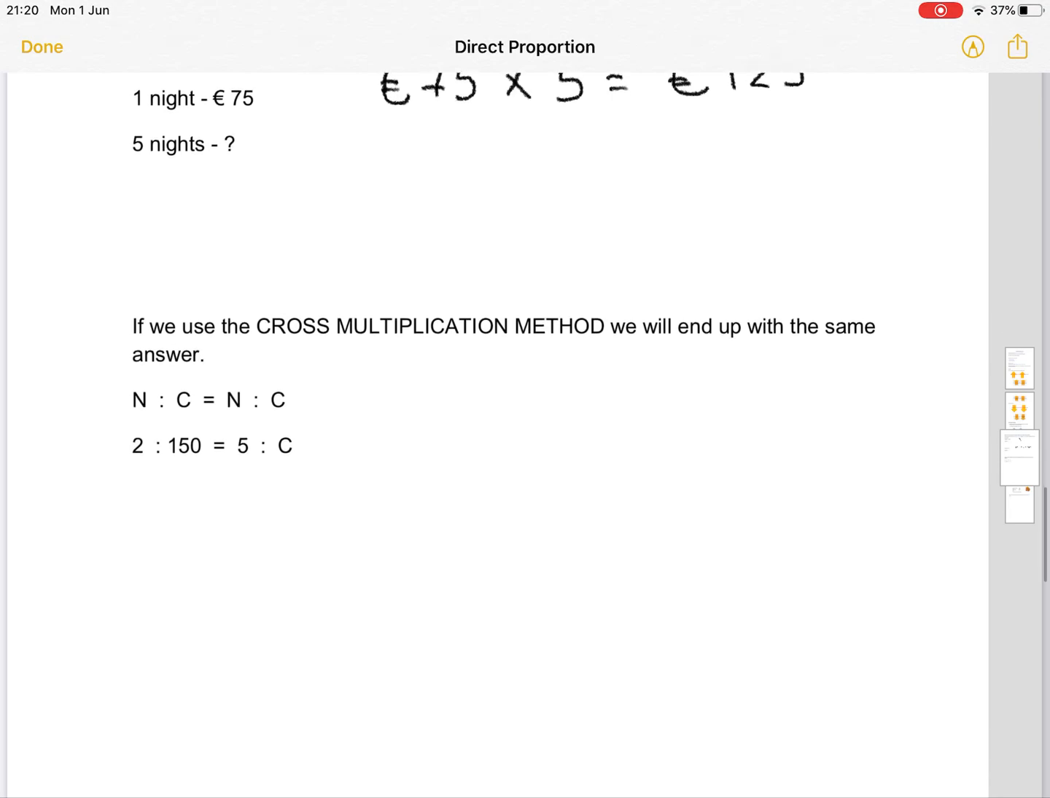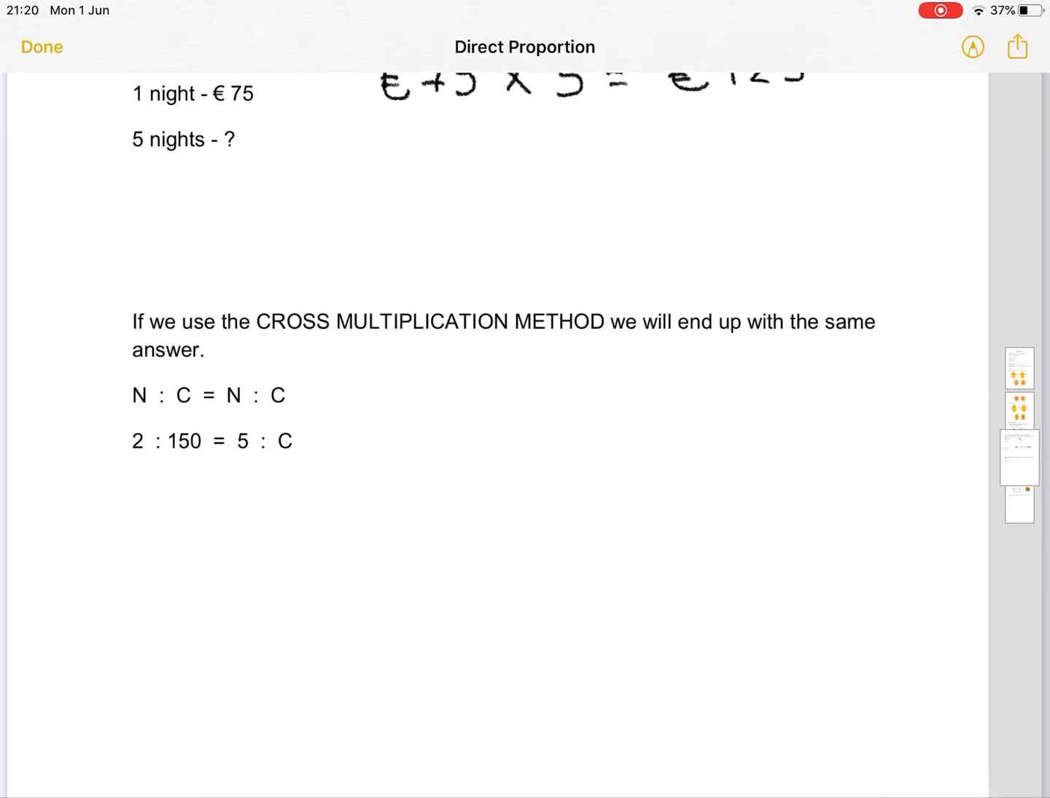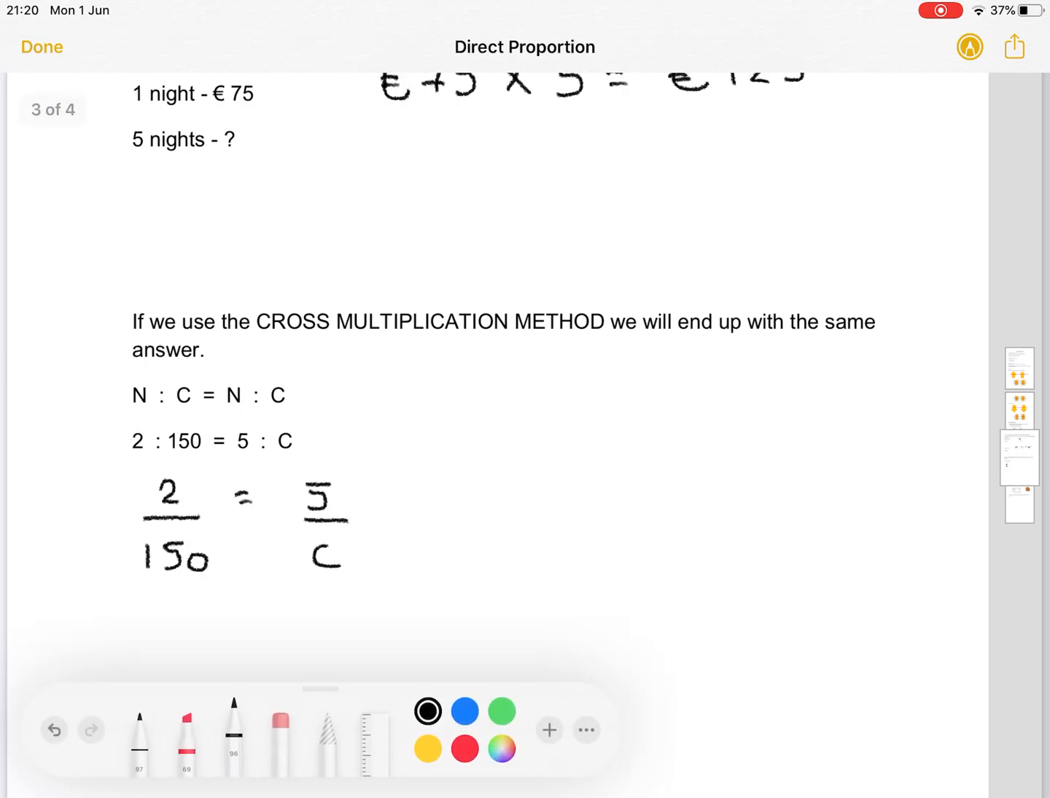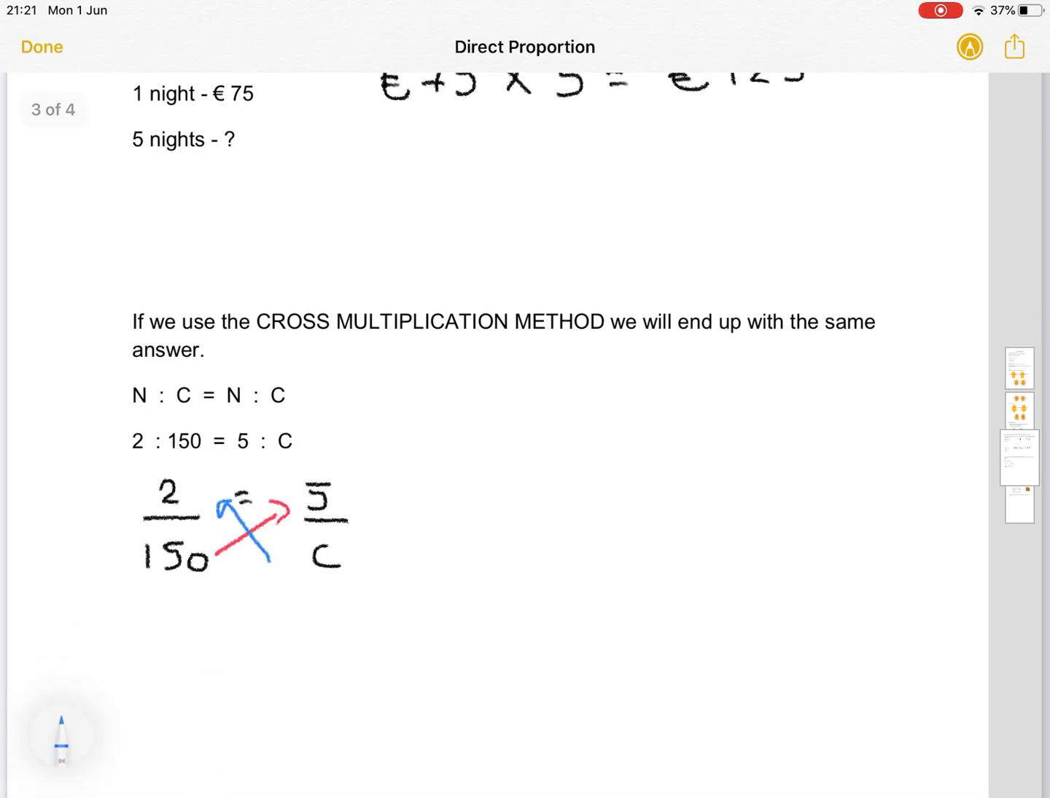Now, when I have 2 ratios which are equivalent, so I have a proportion, I can write them as fractions. So 2 all over 150 is equal to 5 all over C. As you can remember, we've done it. I can cross multiply because I have a fraction equals a fraction, so I can cross multiply.